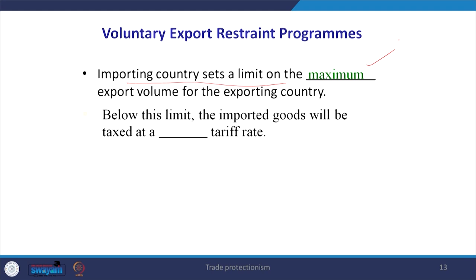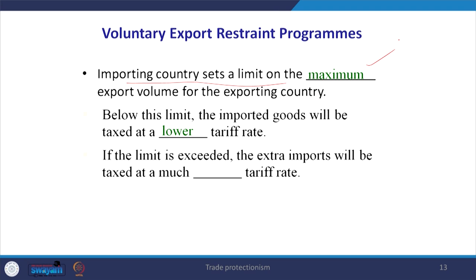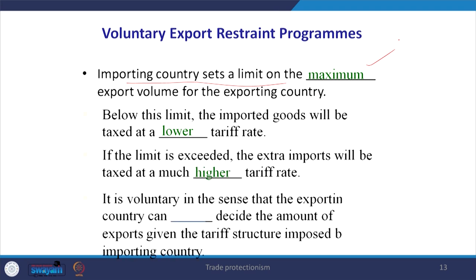Below this limit, the imported goods will be taxed at a lower tariff, but once you exceed it, the tariff line will be much higher. It has a progressive rate. It is voluntary in the sense that the exporting country can freely decide the amount of exports given the tariff structure imposed by the importing country. Generally it is at the request of the importing country to restrict exports to other countries. Since certain tariff lines are imposed, limits are set accordingly, but freely decided by the exporting country.